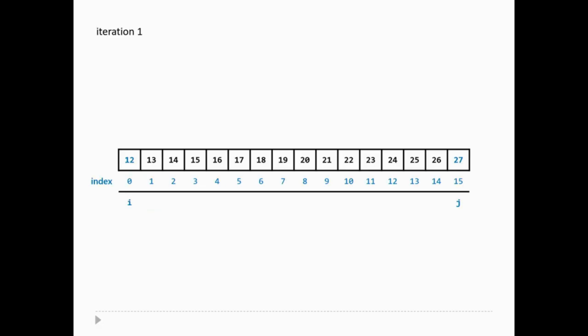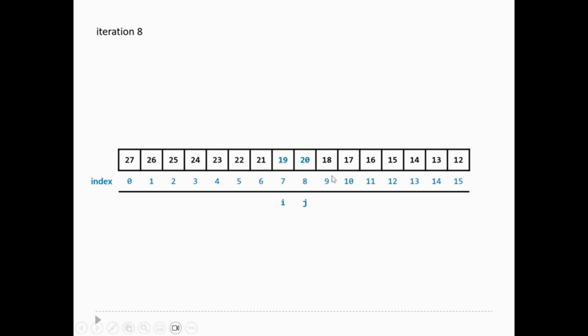So this is a picture of what's happening. First time through the loop, I'm going to swap these two elements, the 12 and the 27. Second time through the loop, I'm going to swap the 13 and the 26. Third, and so on and so forth. Now, at some point, i is going to be 7 and j is going to be 8, so I'm going to switch the 19 and the 20. As soon as I do that, I'm done.